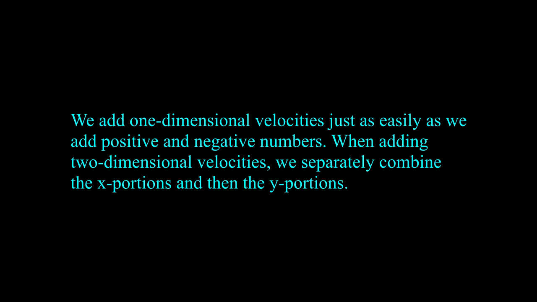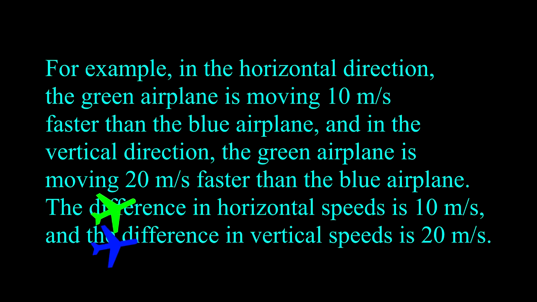When adding two-dimensional velocities, we separately combine the x portions and then the y portions. For example, in the horizontal direction, the green airplane is moving 10 meters per second faster than the blue airplane. And in the vertical direction, the green airplane is moving 20 meters per second faster than the blue airplane. The difference in horizontal speeds is 10 meters per second, and the difference in vertical speeds is 20 meters per second.